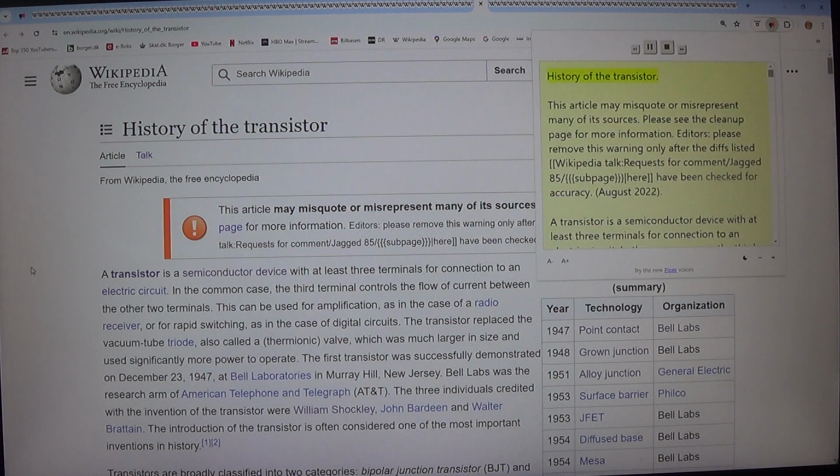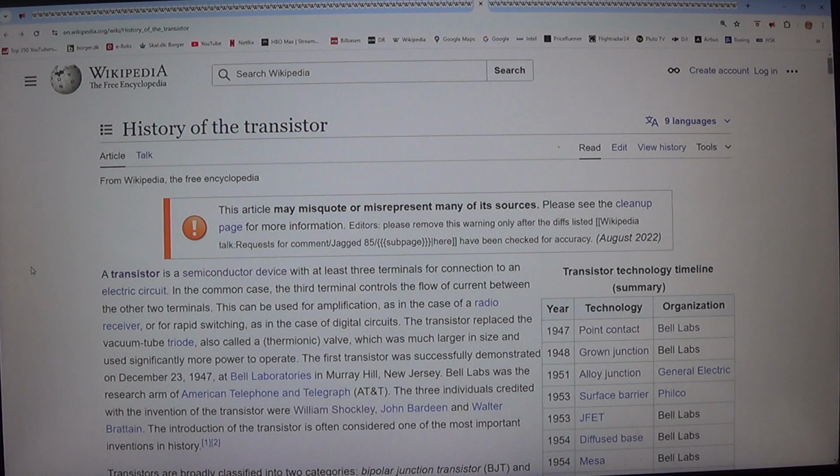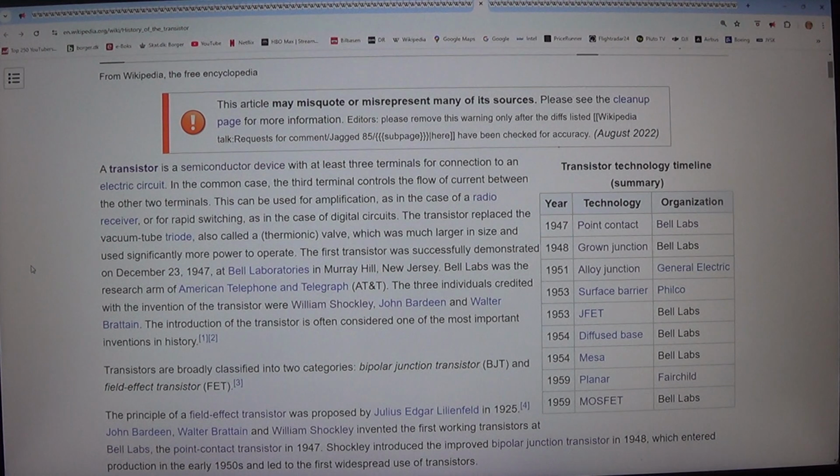History of the transistor. This article may misquote or misrepresent many of its sources. Please see the cleanup page for more information. Editors, please remove this warning only after the diffs listed on the Wikipedia talk requests for comment Jagged85 subpage have been checked for accuracy. August 2022. A transistor is a semiconductor device with at least 3 terminals for connection to an electric circuit.